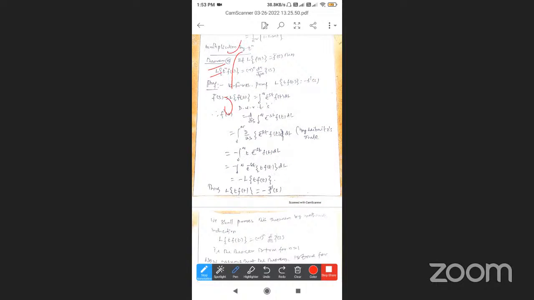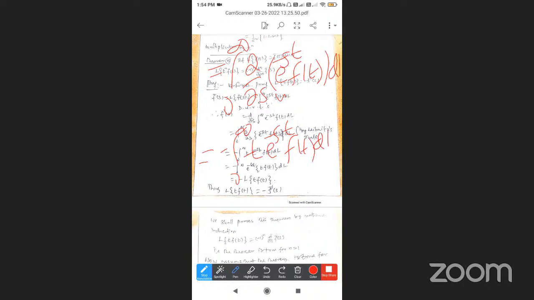Once again, repeat: 0 to infinity, partial derivative dou by dou s of the integrand e power of minus st into f of t, total bracket dt. By Leibniz rule we apply the derivative only to e power of minus st with respect to s, which is minus t. We got the result: minus integration 0 to infinity t into e power of minus st f of t into dt. So you take minus outside, 0 to infinity e power of minus st, t into f of t into dt.